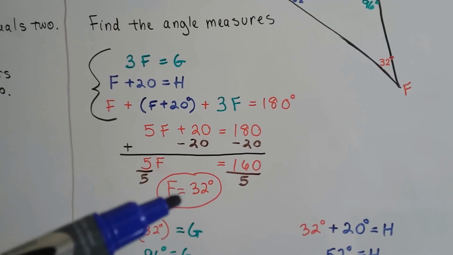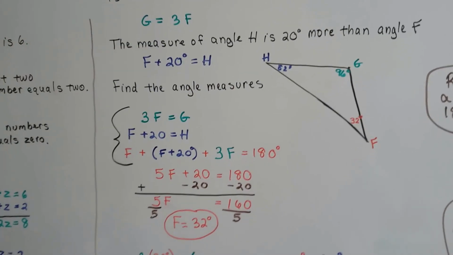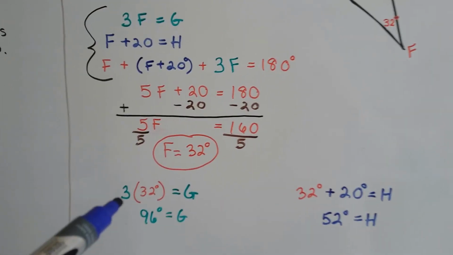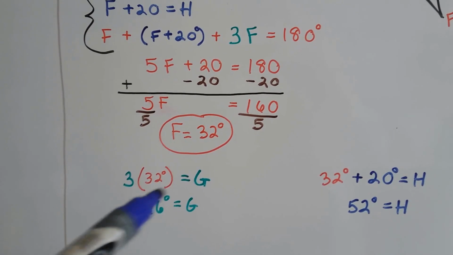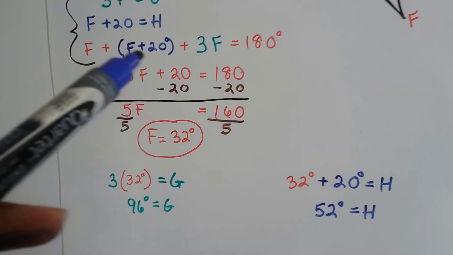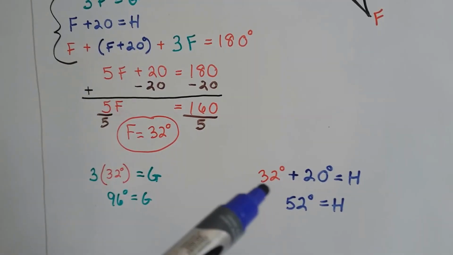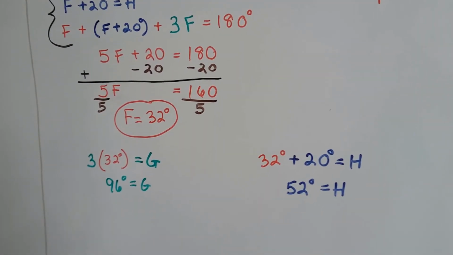So now we know that F is 32 degrees. We can plug it in and find G and H. Well, if 3 of the F's equals G, then 3 times 32 degrees equals G. So that's 96 degrees. And if F plus 20 equals H, then that means 32 degrees plus 20 degrees equals H. That means H is 52 degrees.